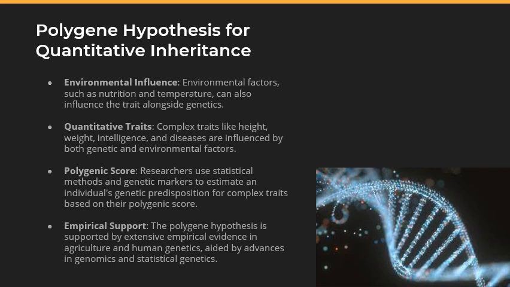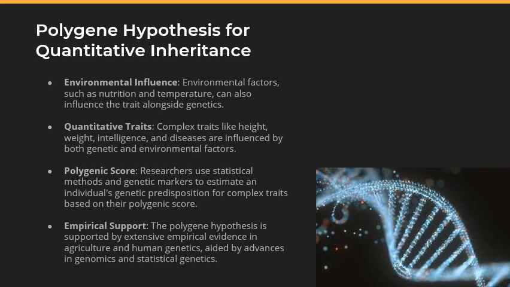Let's talk about the polygenic score. Researchers often use statistical methods and genetic markers to estimate an individual's genetic predisposition for a complex trait or disease based on their polygenic score, which takes into account the collective effects of multiple genes.